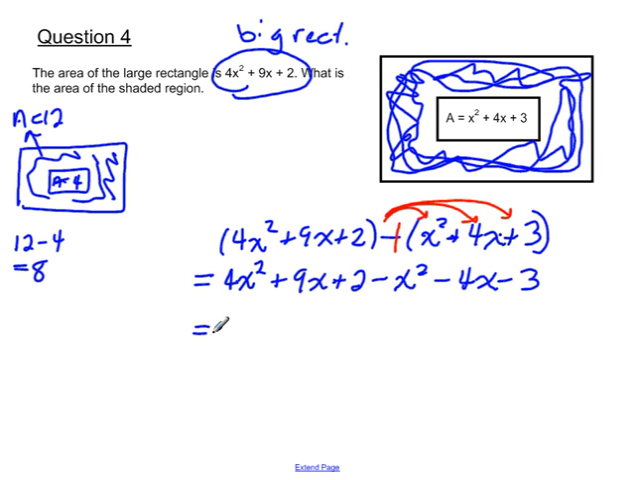And then you collect like terms. So 4x squared minus 1x squared is 3x squared. 9x minus 4x is 5x. And 2 minus 3 is negative 1. And that's your answer.